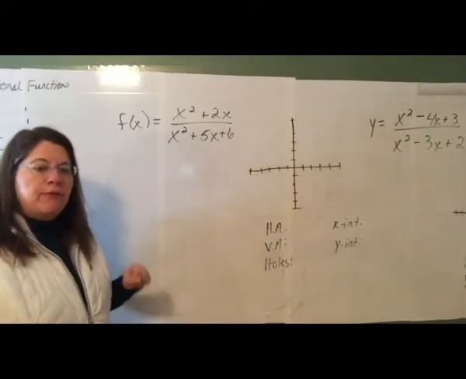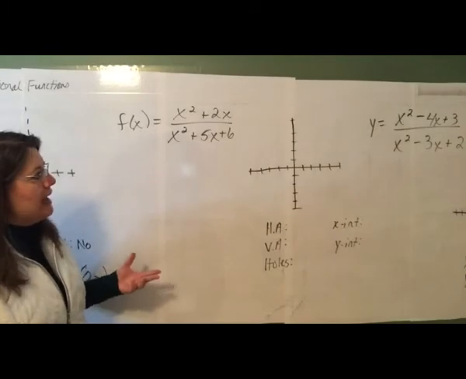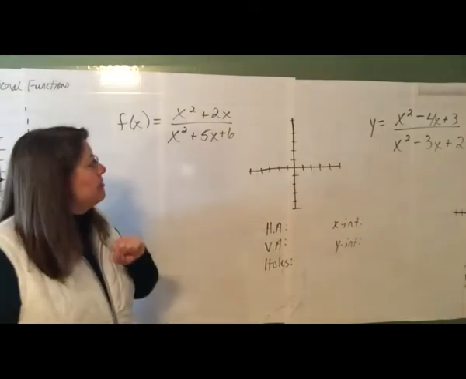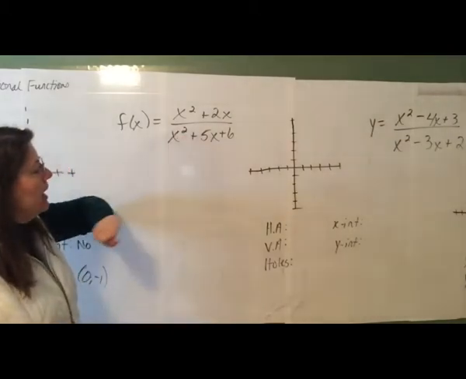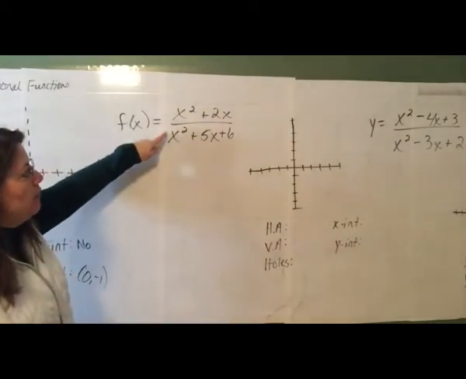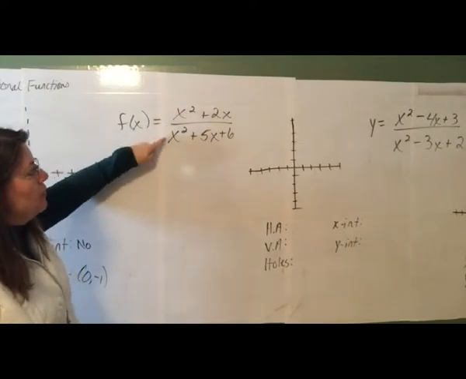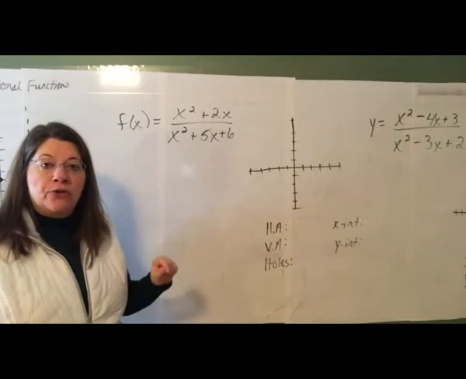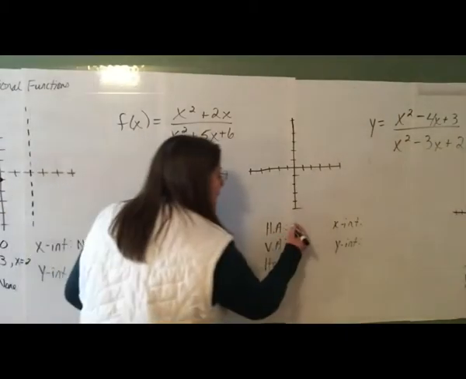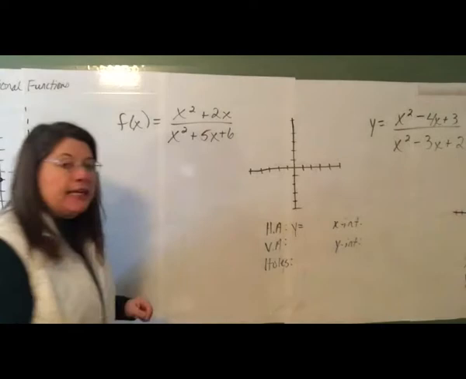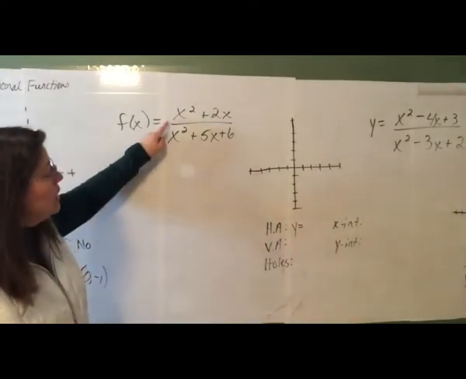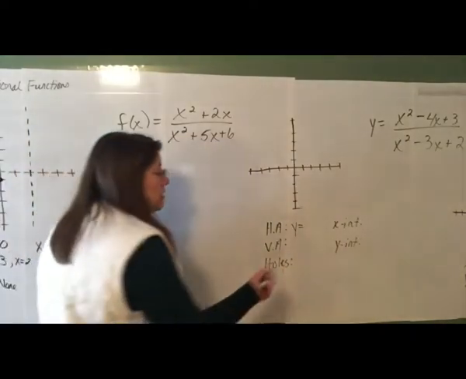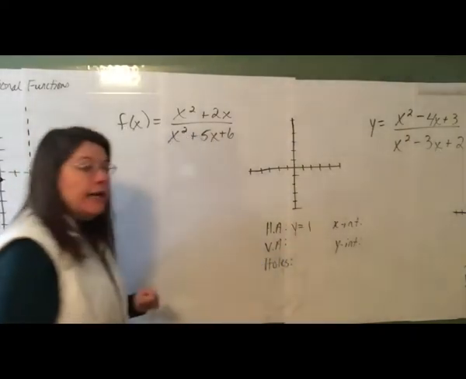Here's the second graph we're going to do. We're going to start it off by hand, just like before. The first thing I always do is find my horizontal asymptotes. So to find the horizontal asymptotes, I have to compare the degree of the top with the degree of the bottom. Both of those have a degree of 2. When the degrees are the same, remember your horizontal asymptote is y equals the ratio of the leading coefficients. The ratio of the leading coefficients here would be 1/1. So our horizontal asymptote is going to be y equals 1.